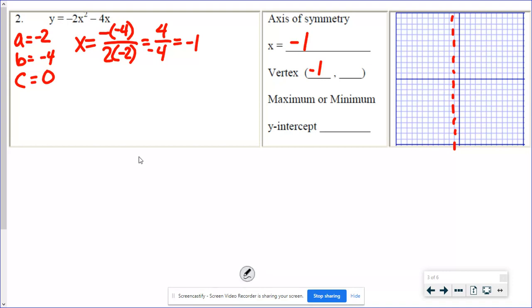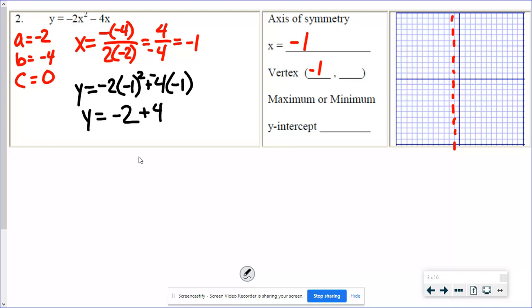To find the y part of my ordered pair, I'm going to substitute in the negative 1. Now here you have to be careful. I'm going to recommend that you use parentheses. So I'll have negative 2 times negative 1 squared minus 4 times negative 1. Negative 1 squared is 1, but 1 times the negative 2 is negative 2. Here I would do a keep, change. Negative 4 times negative 1 is positive 4, and negative 2 plus 4 is 2. So my vertex is going to be at negative 1, 2, which is right here.